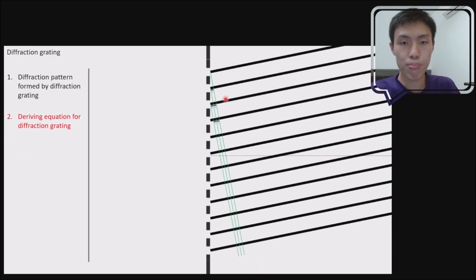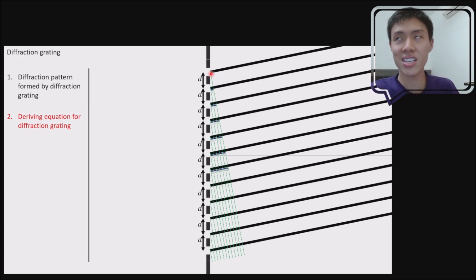You can continue to apply the same logic for the third slit, the fourth slit, the fifth slit, the sixth slit, the seventh slit, and so on. You can see that basically this is just plenty of double slits being stacked together. Because they all differ by 1 lambda, this is constructive interference.